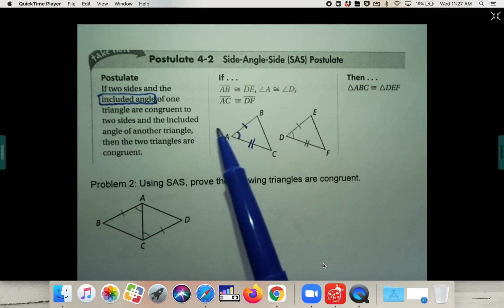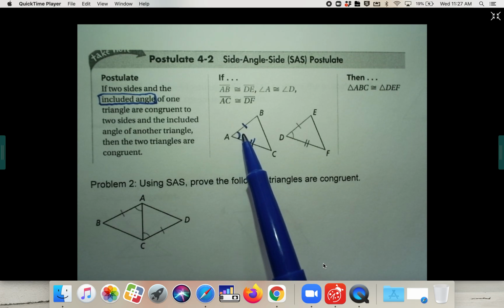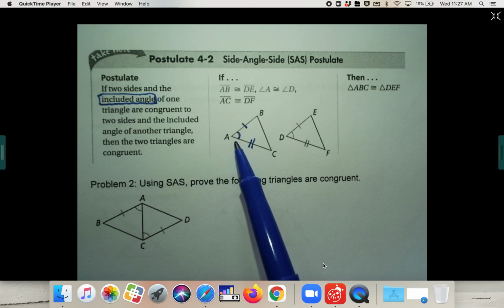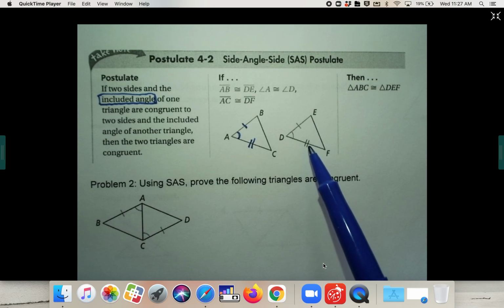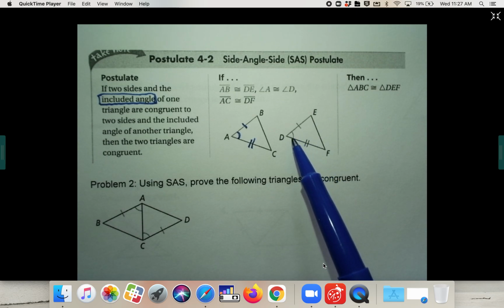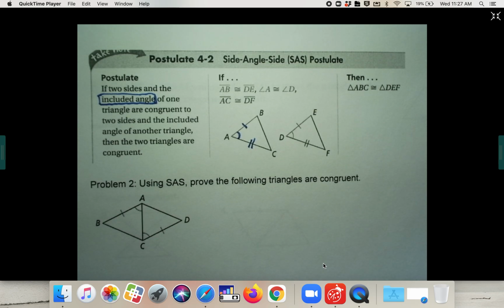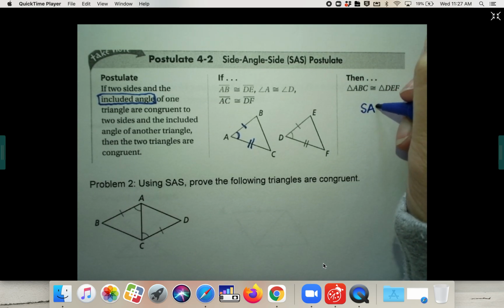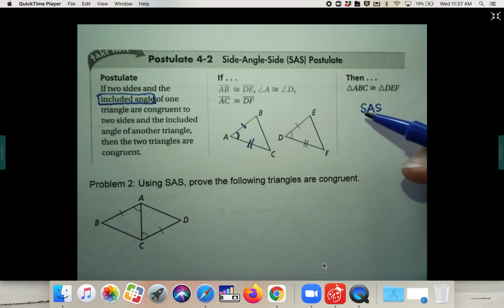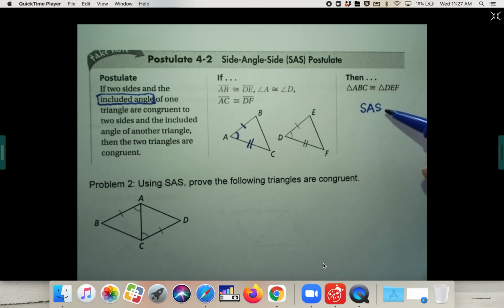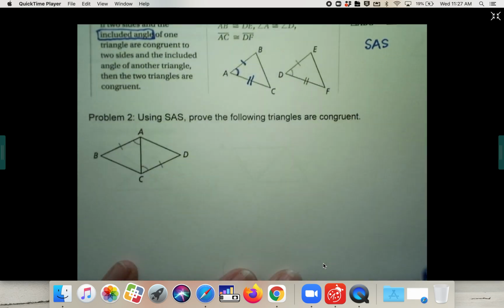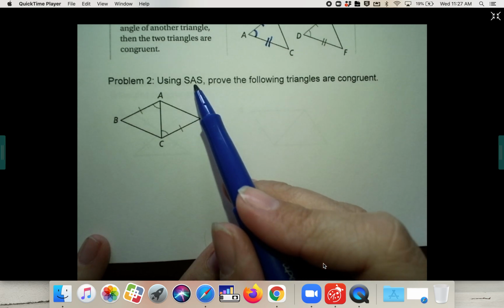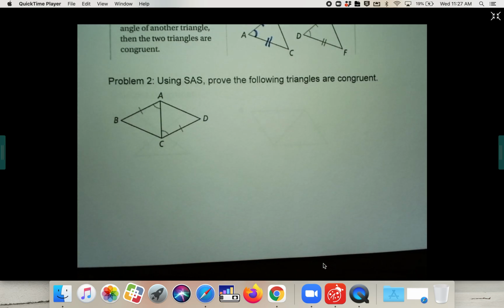Okay, so if 2 sides and the included, in between angle are congruent to 2 sides and the included, which means in between, angle of the other triangle, then the 2 triangles are congruent by reason of side angle side. And that is why SAS is written in this particular order. The angle that's in between has to be between the 2 sides that are congruent. So let's practice. Using side angle side, prove these are congruent.